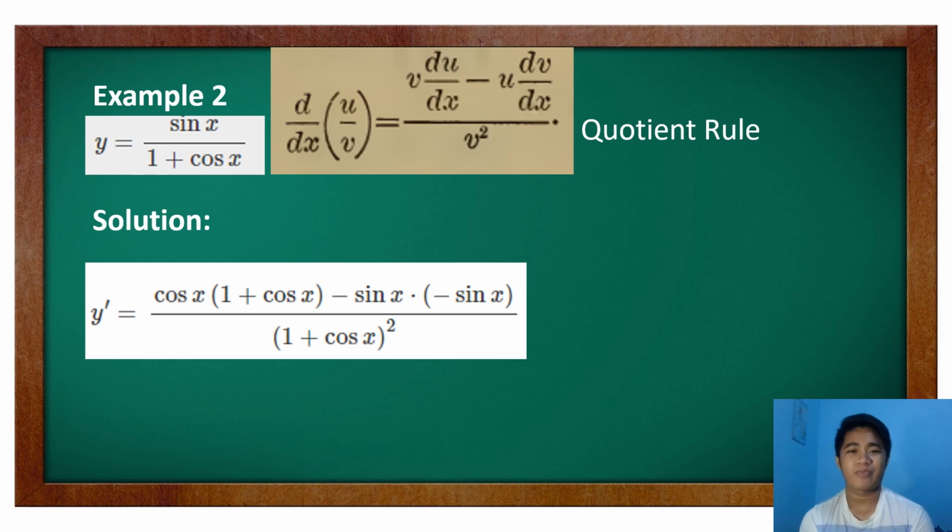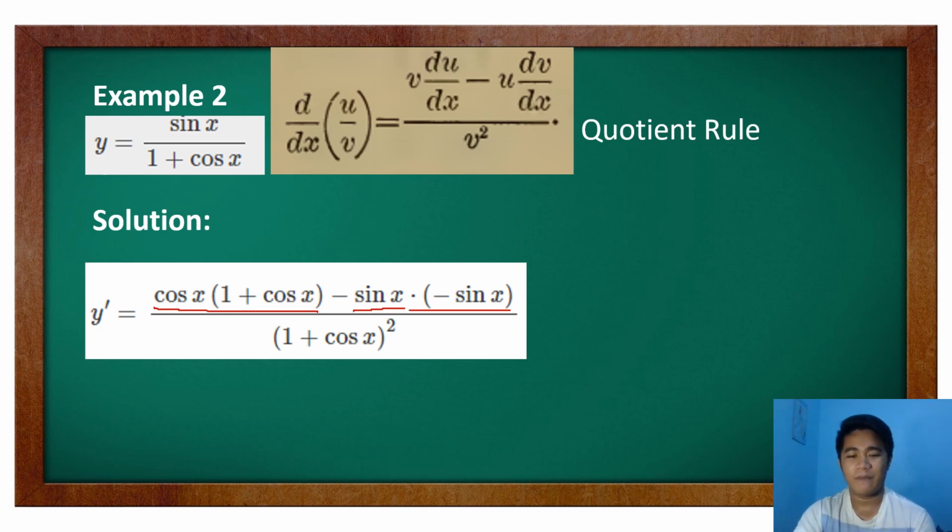Alright, so you just have to follow what is written in the formula. So our v there is 1 plus cos x, and the d over dx there is the differentiation of sine, which is the cos x. That is where we get this part. And then minus our u there is just the numerator, so we have sine x, and the differentiation of 1 plus cos x is just a negative sine x, because differentiating 1 is 0 and differentiating cos is just the negative sine x. That is where we get the negative sine x all over the v squared, and that is 1 plus cos x squared.